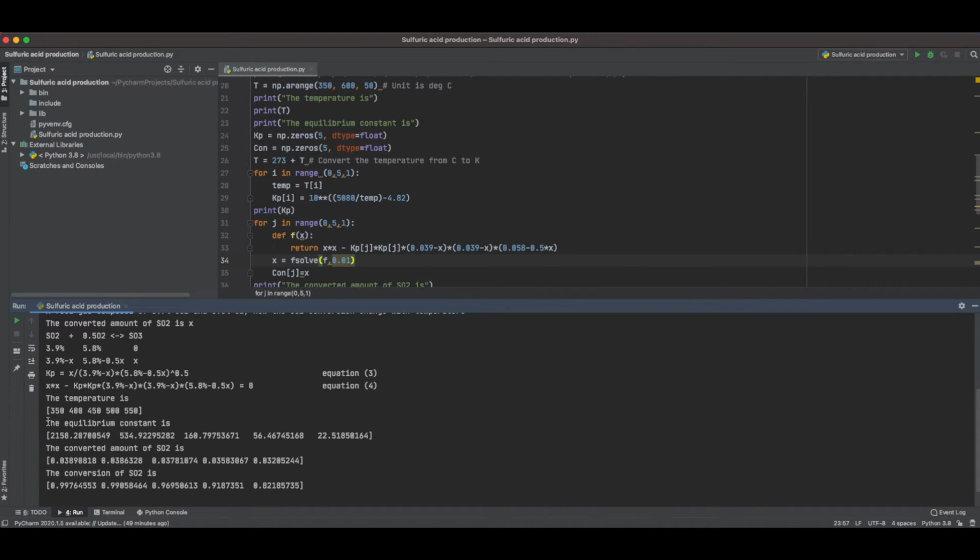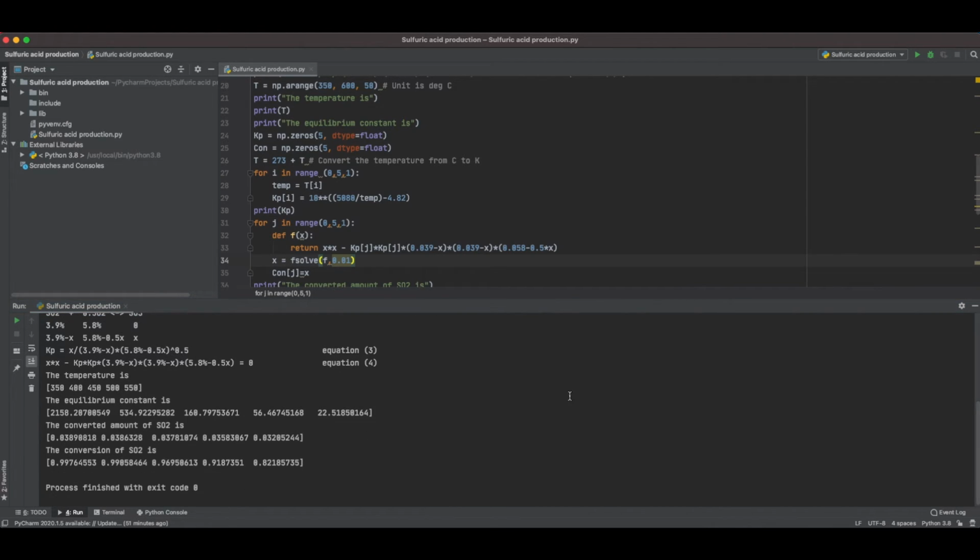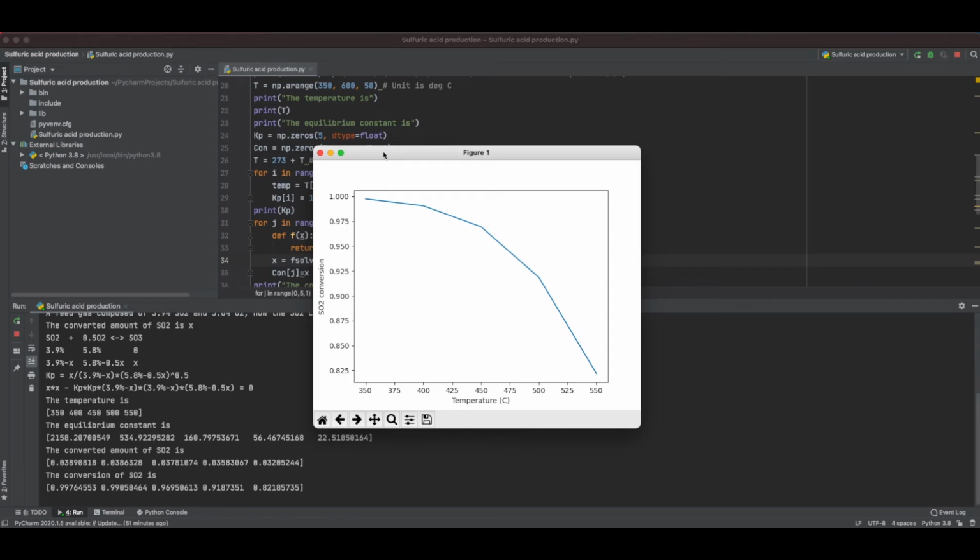As you can see, at 350 degrees C, the converted amount of SO2 is close to 3.9%, which means we have a very high conversion. When the temperature is up to 550 degrees C, the converted amount of SO2 is about 3.2%. So we can see as the temperature goes up, the SO2 to SO3 conversion decreases. Now if we plot the conversion with temperature change, we can see the trend more clearly. So here is the SO2 conversion change with temperature.